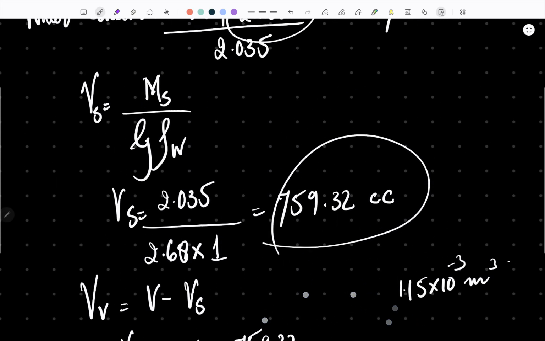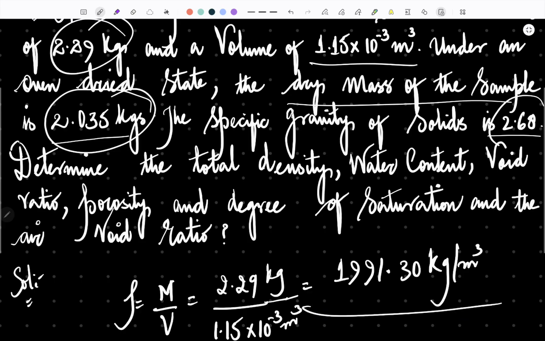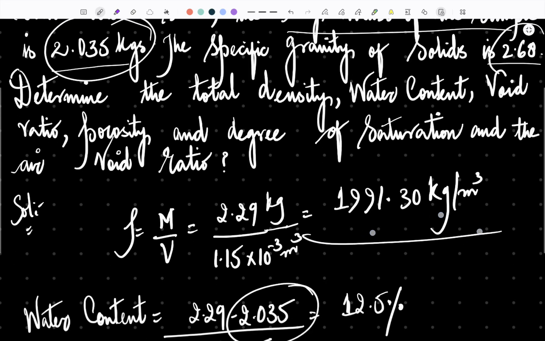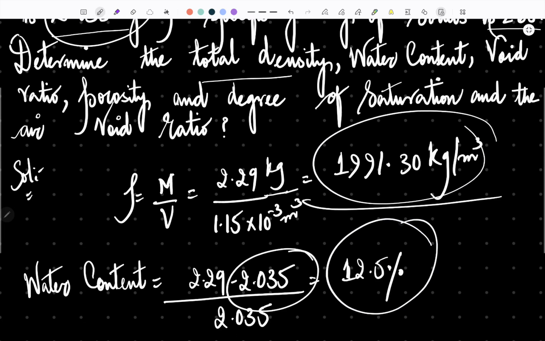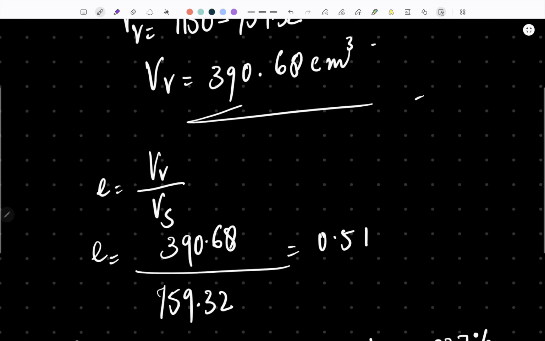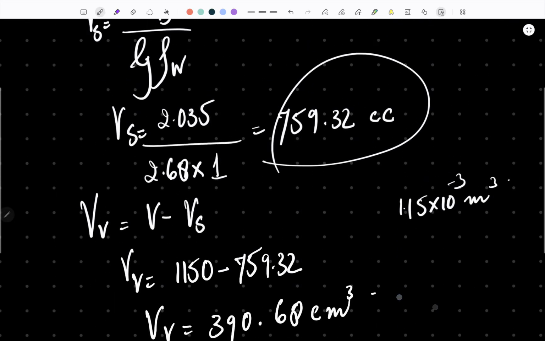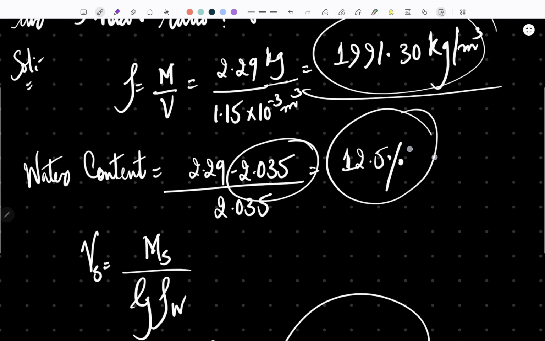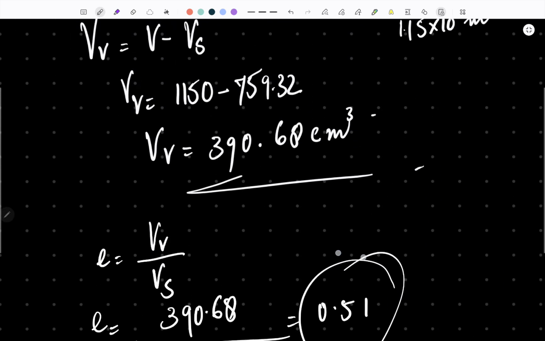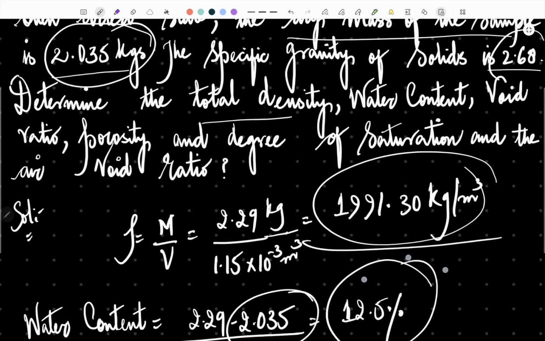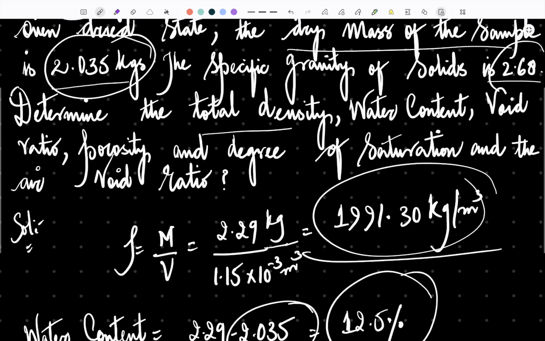What else do we need to find? Total density, that is the bulk density, done. Water content, done. Void ratio, done. Porosity, done. The only things that remain are two: degree of saturation and air void ratio. Let's find the degree of saturation first.